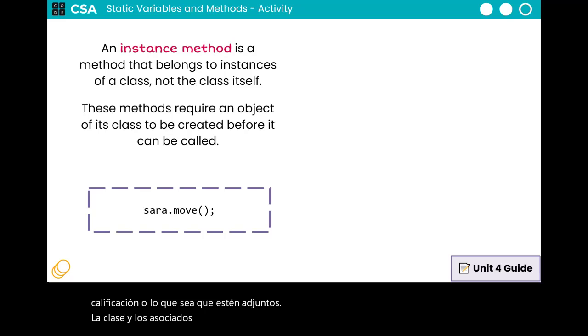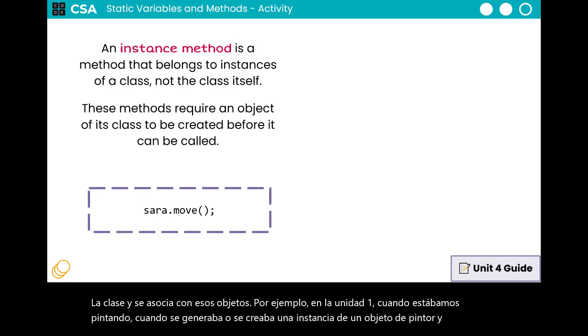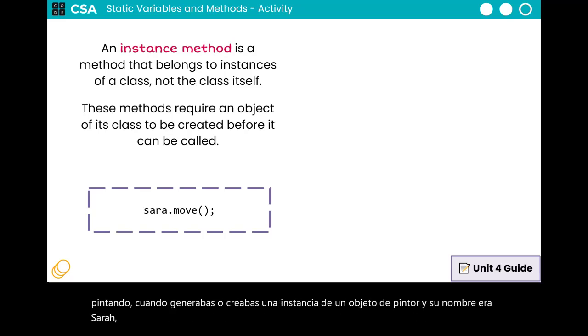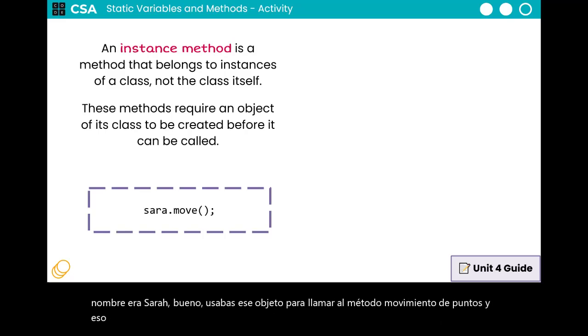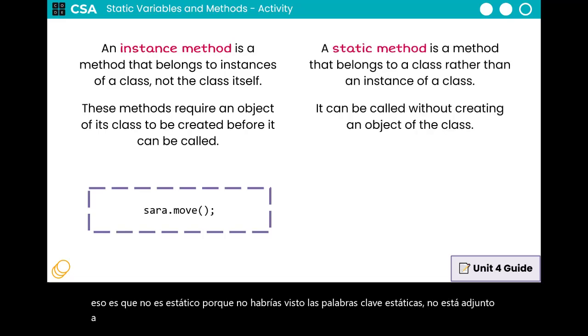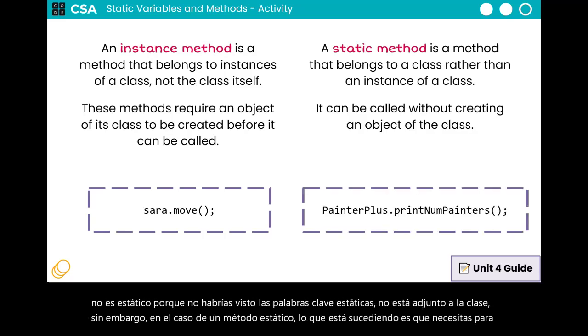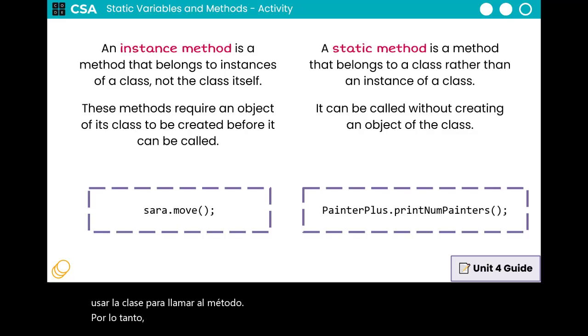So for example, back in unit 1 when we were painting, when you spawned or instantiated a painter object and their name was Sarah, you would use that object to call the method .move. And it's not static because you wouldn't have seen the static keyword, so it's not attached to the class. However, in the case of a static method, you need to use the class to call the method. So in this case, you'll see that printNumPainters can only be called not by Sarah, but by the actual name of the class, Painter.